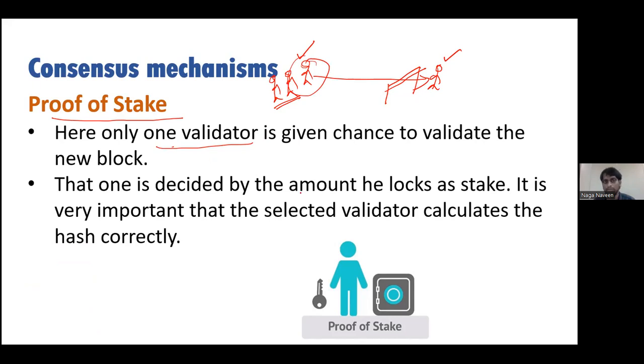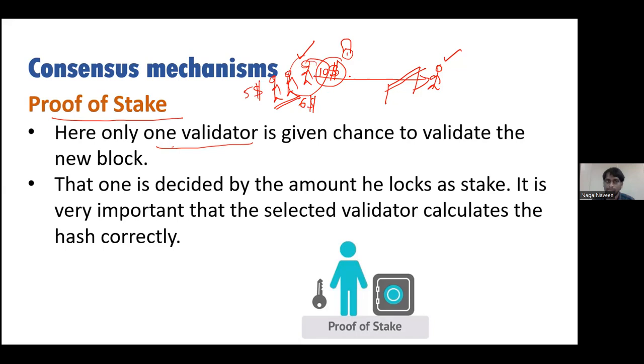That is, one is decided by the amount he locks as a stake. Every person will put their stake. For example, this person says, I am putting $5. He will put $6. Let us say he will put $10 as a stake. This stake will be locked in until he completes this validation.